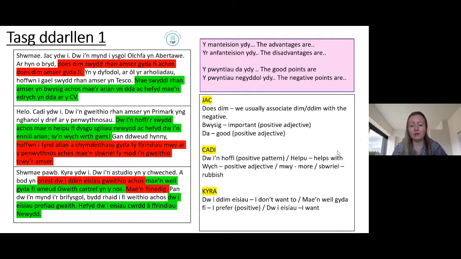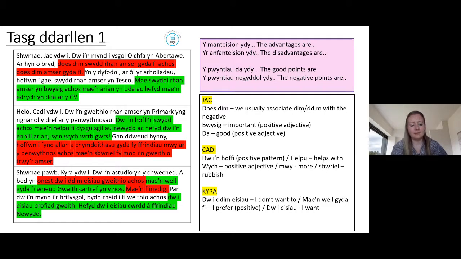Pan dwi'n mynd i brifysgol, when I go to university, bydd rhaid i fi weithio. I will have to work. Achos dwi eisiau profiad gwaith. I want, that word again, eisiau, I want profiad gwaith, work experience. I want experience, profiad. Hefyd, also, dwi eisiau, I want to cwrdd â ffrindiau newydd, to meet new friends, okay? So there's a couple of phrases there which are, you know, standard phrases for telling us something is positive or something is negative. So always think about the words you already know which are positive. See if you can spot them. Read the whole sentence from start to finish, and that should help you recognise the positive and the negative points.